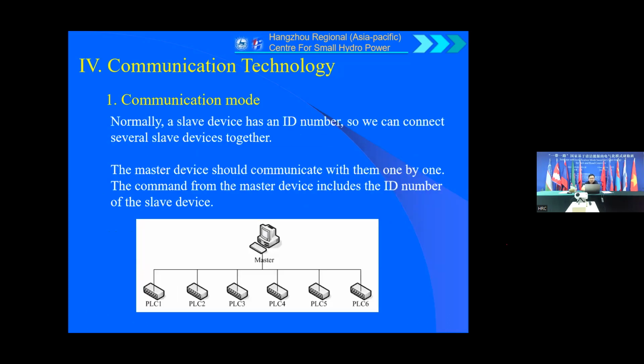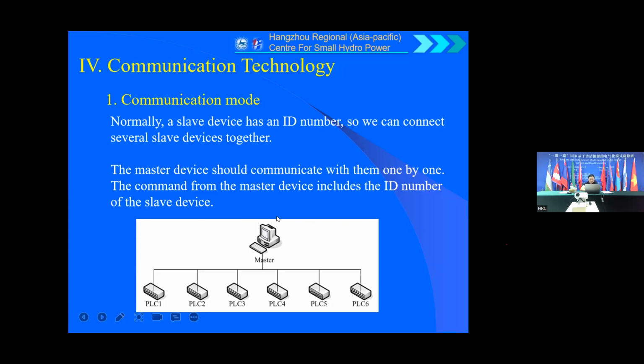Okay. Normally, a slave device has an ID number, so we can connect several devices together. The master device should communicate with them one by one. The command from the master device includes the ID number of the slave device. Okay, here there is this computer. The computer will communicate with 6 PLCs.